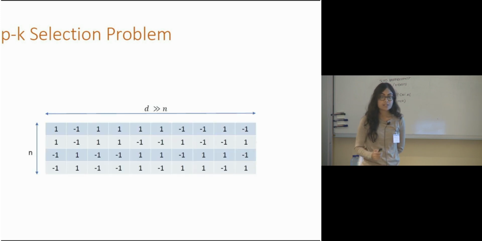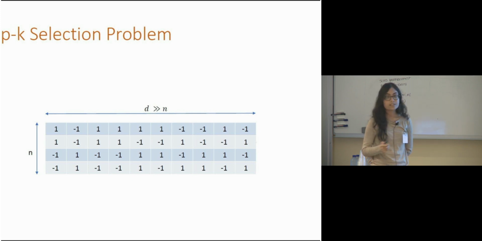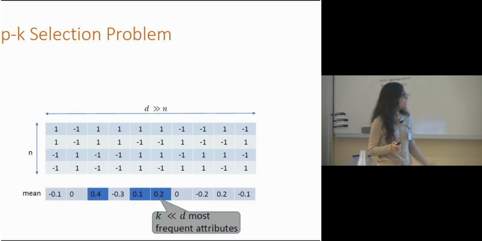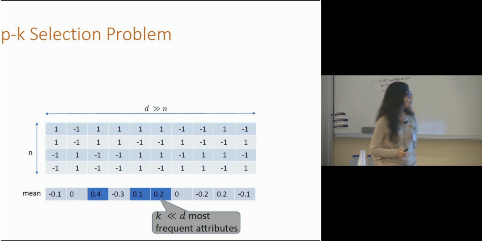Our problem is called the top-k selection problem. You have a data set of plus-minus ones, with n samples. You can think of it as a high-dimensional data set where the number of attributes D is much larger than the number of samples. The question is how do you release the k most important attributes of this data set, where k is much smaller than D, privately. Here the k most important attributes are the ones with the highest mean.